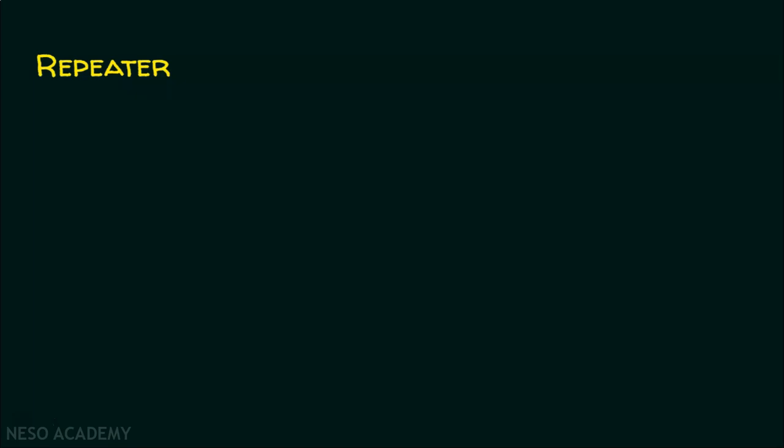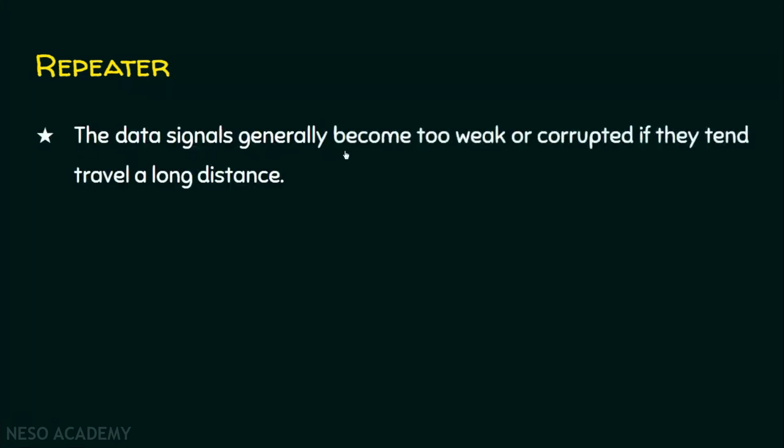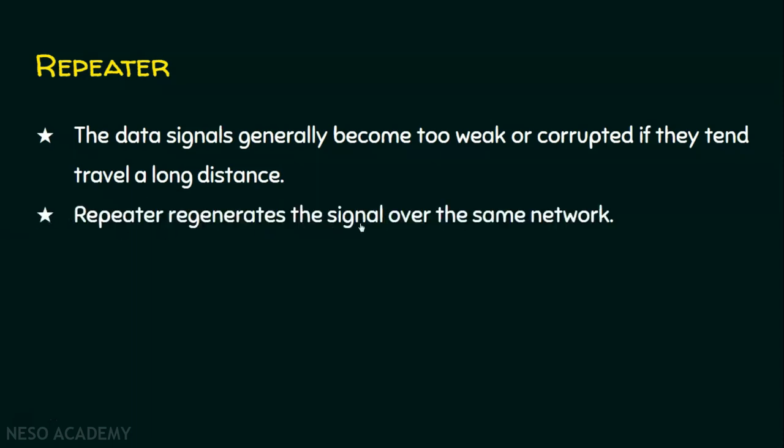Likewise, in a computer network also, the data signal generally becomes too weak or corrupted if it travels a long distance. We need some device to regenerate the signals, and the repeater regenerates the signal over the same network. The very important point to note here is the repeater regenerates the signal over the same network. It means computers belonging to the same network can seek the help of a repeater to regenerate. We will understand the point when we see an example.